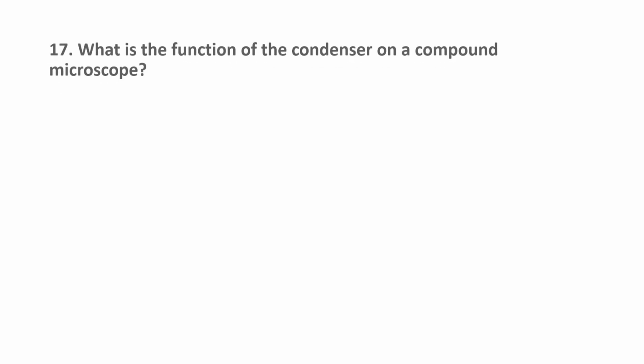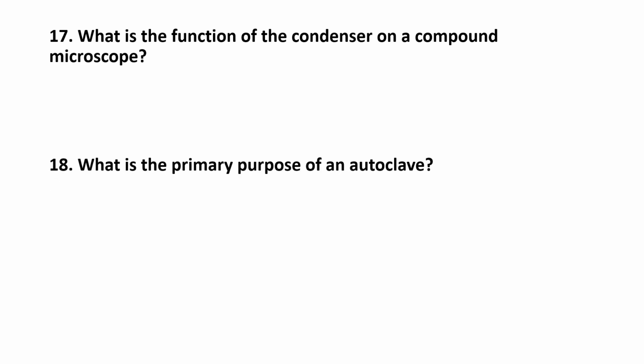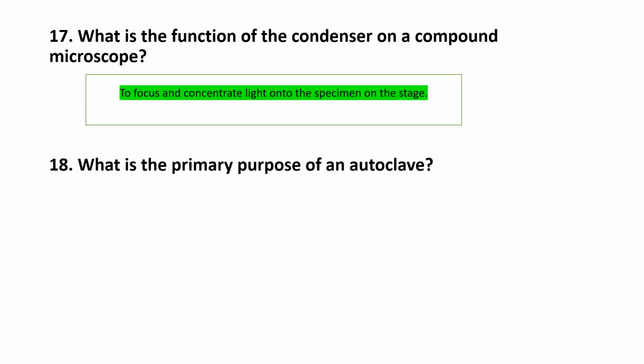Right. What's the function of the condenser on a compound microscope? And what's the primary purpose of an autoclave? Okay, so what's the function of the condenser on a compound microscope is our 17th short answer question. The answer is to focus and concentrate light onto the specimen on the stage. Without question, clear answer. It's a short answer question. You don't have to explain. You're actually going to confuse us, but make sure you write these kinds of answers as you're writing your exams or your tests.